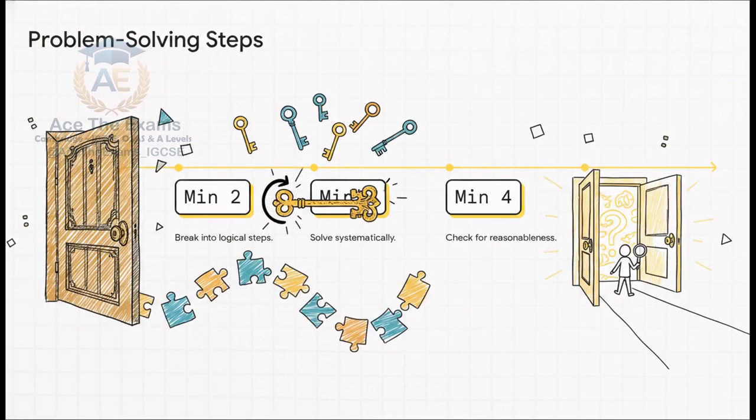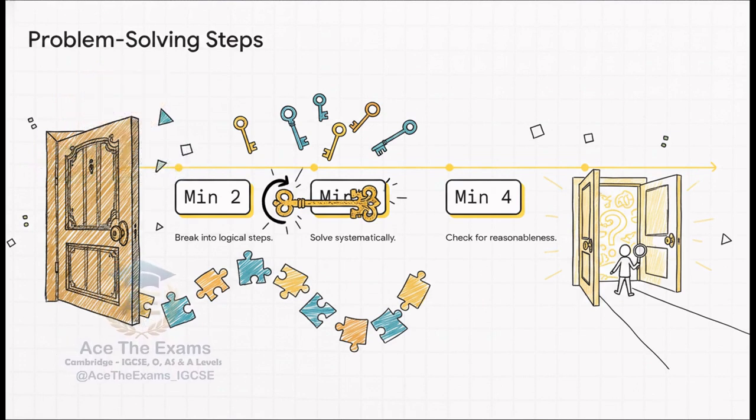To really lock this in, we use a pretty powerful memory hack. I want you to think of it as a visual story. Imagine you arrive at a locked door. That represents identifying the given info. You search and find the key components. That's breaking the equation into logical steps.